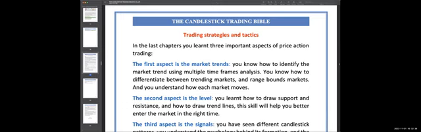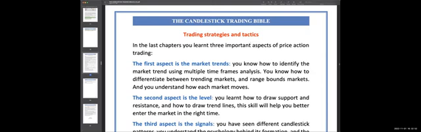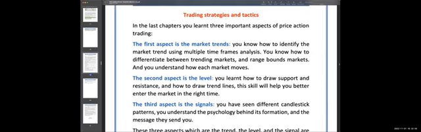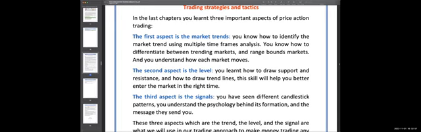So this includes basically your trade management, from your setup to where you open your trade, your stop loss, and your take profit, which is your target. So we're going to continue trading strategies and tactics. In the last chapters, you learned three important aspects of price action. The first aspect is the market trends. You know how to identify the market trend using multiple time frame analysis. You know how to differentiate between trending markets and range-bound markets, and you understand how each market moves.